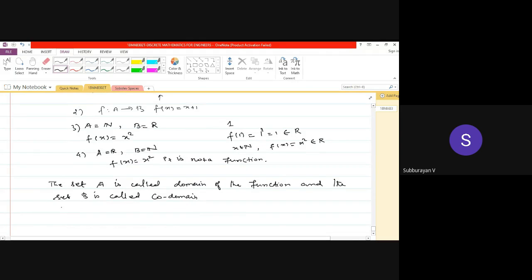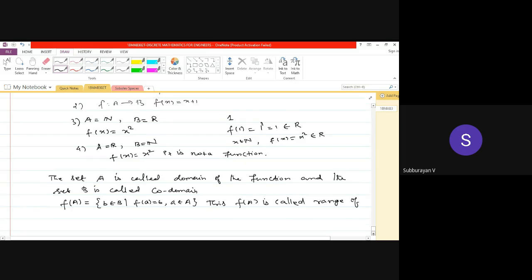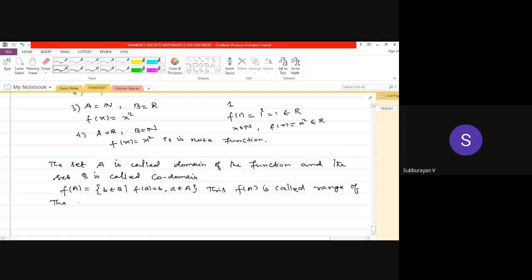Now we come to another definition, that is f of A. F is a function, A is a domain. Then f of A is nothing but the collection of all b in B such that f of a equal to b, where a belongs to A. See, this f of A is called the range of the function.